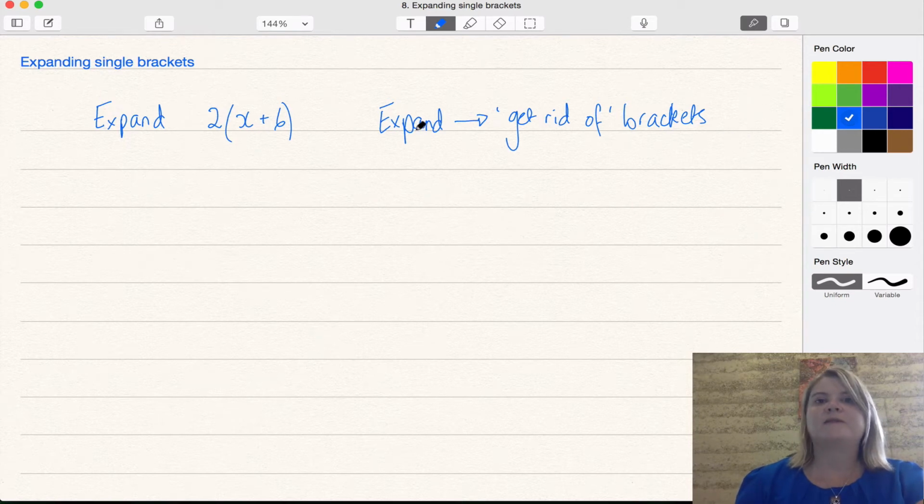Expanding is the opposite of factorising. If you're asked to factorise something, you need to put it back into brackets again. But if you're asked to expand, you need to get rid of the brackets. And we do that by using the distributive law.